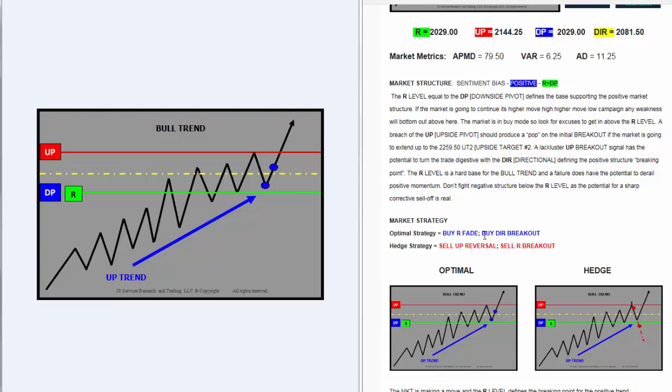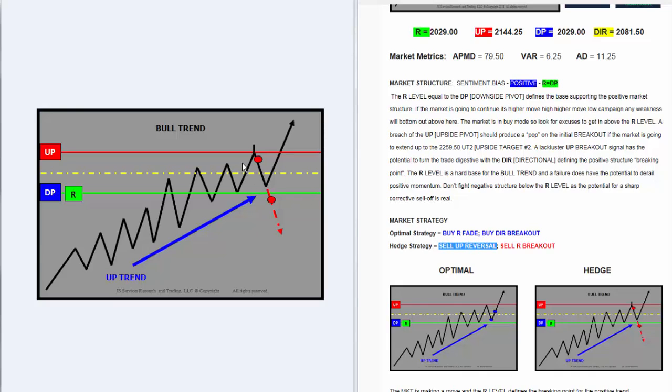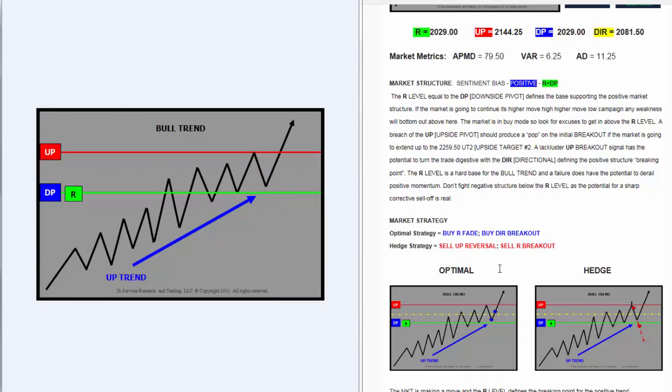And the other optimal strategy is a buy DIR breakout. So a breakout above the DIR, it should just hold structure and go. And we should anticipate this market to perform like a textbook bull trend. If the market breaks structure, there's two breaks in structure. One would be a false breakout to the upside. So we have a sell UP reversal. So the market trades higher above the upside pivot, can't hold it, and then trades back down through it, giving us a reversal signal. Or we get a breakdown below the R level, giving us a sell R breakout. These are the underlying strategy themes for this market state and structure.